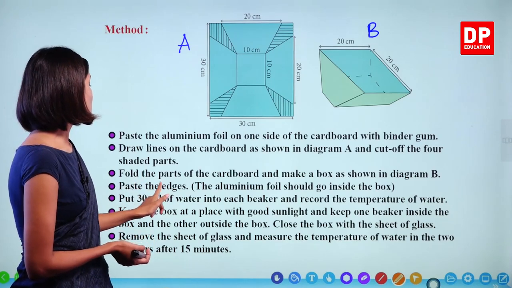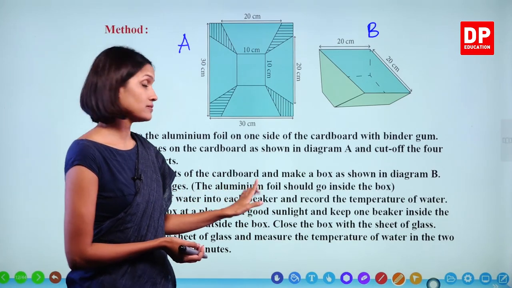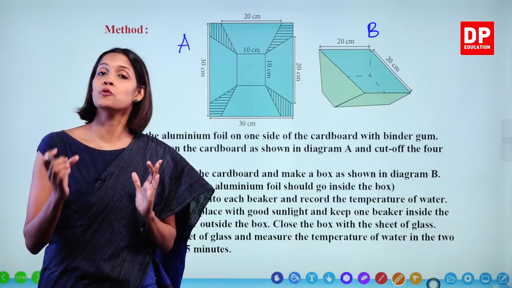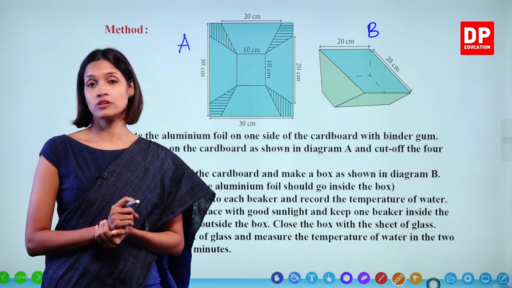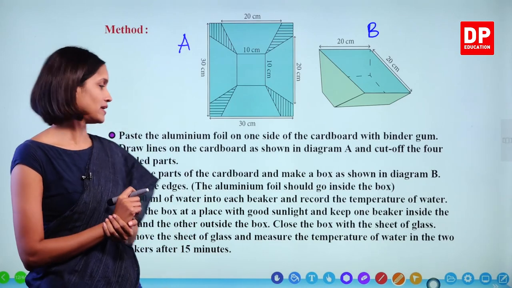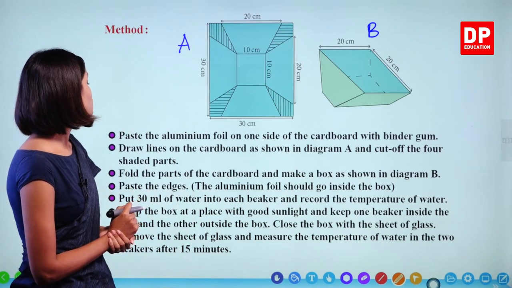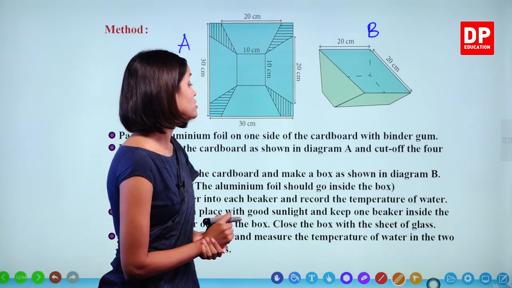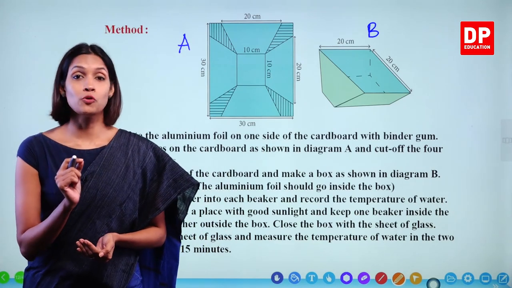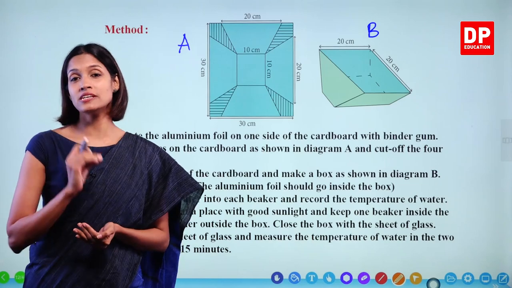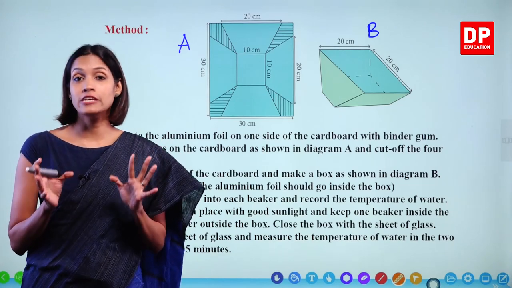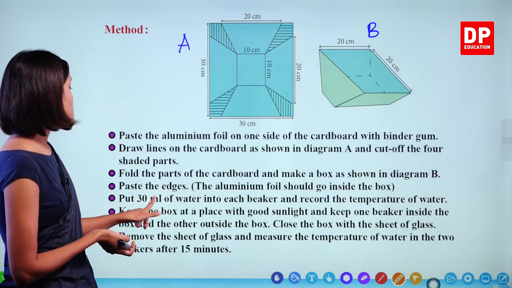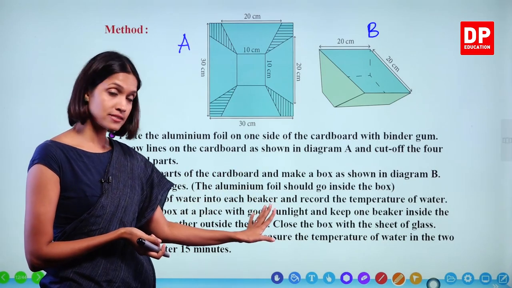So put 30 milliliters of water into each beaker. It means we have to use beakers of similar size and you have to pour water of similar amounts. Okay, 30 milliliters each would be fine. And record the temperature of the water. So using the thermometer, you have to measure the initial temperatures of the two beakers. Understand? And then keep the box at a place with good sunlight.